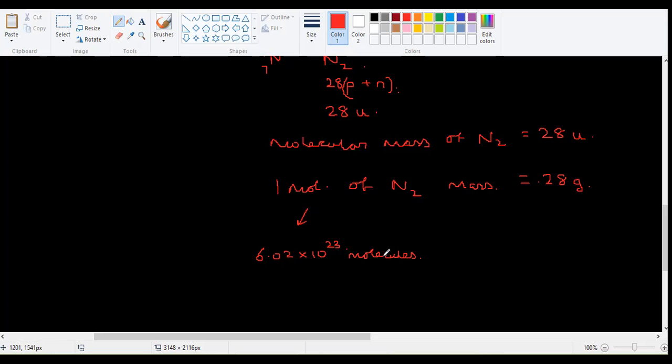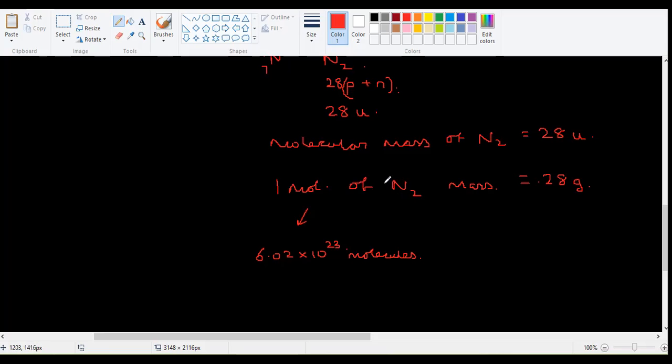If I'm talking about particles, I'll say 6.02 into 10 power 23 particles. So make a proper note. Very, very confusing. Very often you folks will make a mistake. So it's not atoms, it's not molecules, it's not ions, it's not particles. It can be anything.